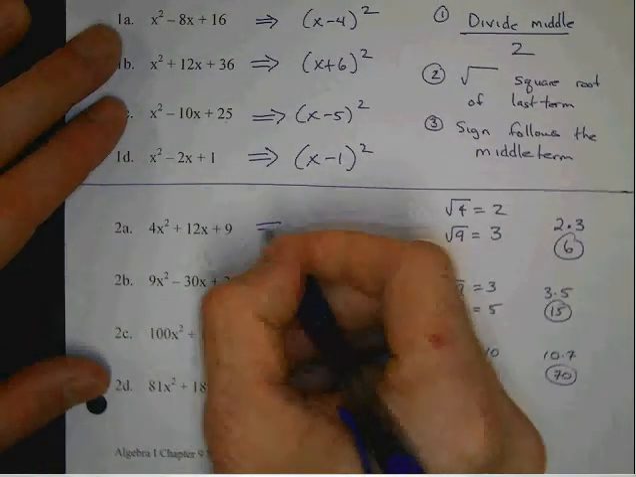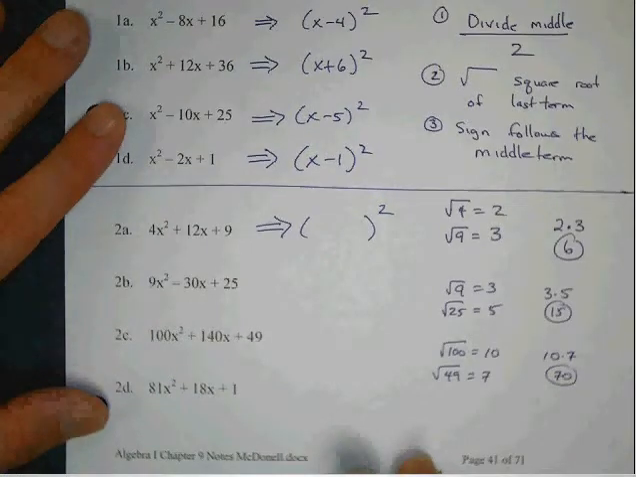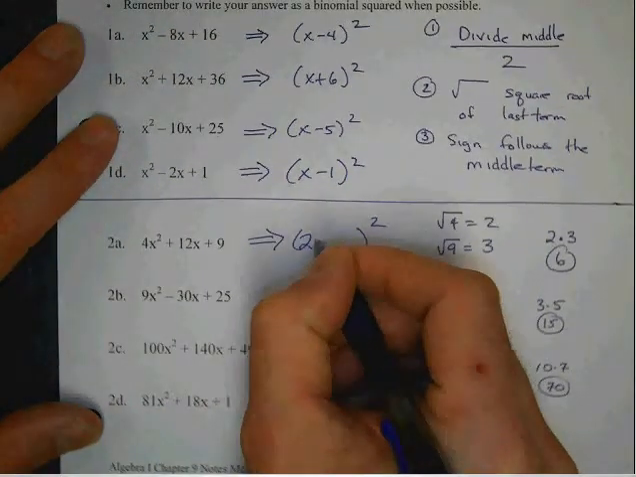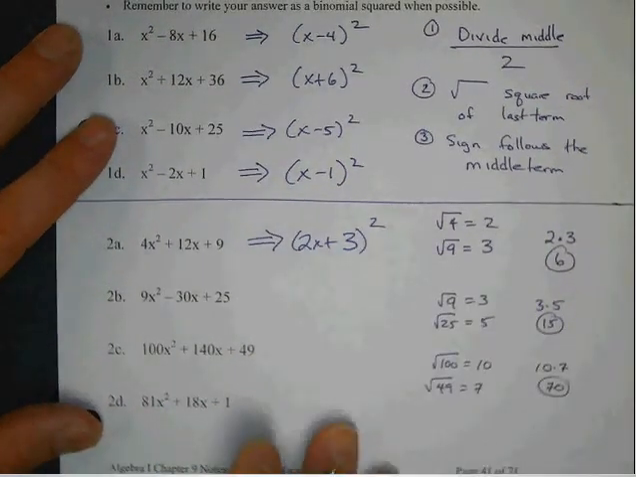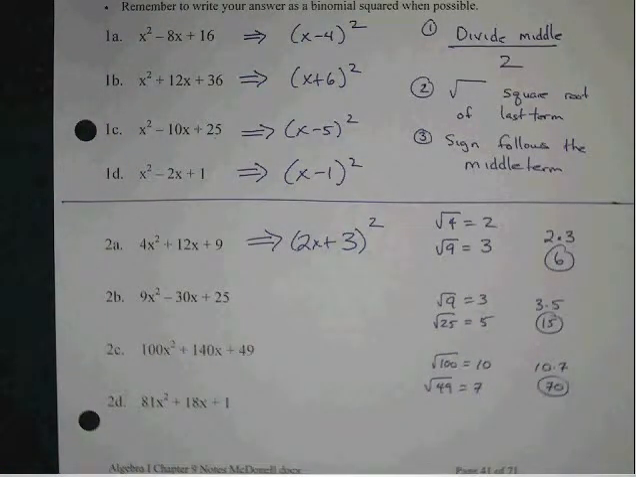So anyone want to guess what this one might be? John? You are so right. 2x plus 3. Let's see if it works. Think FOIL with me, guys. 2x times 3 is 6x, right? Double it and you get what? 12x in the middle. Is 2x times 2x 4x squared? Is 3 times 3 9? Boom.